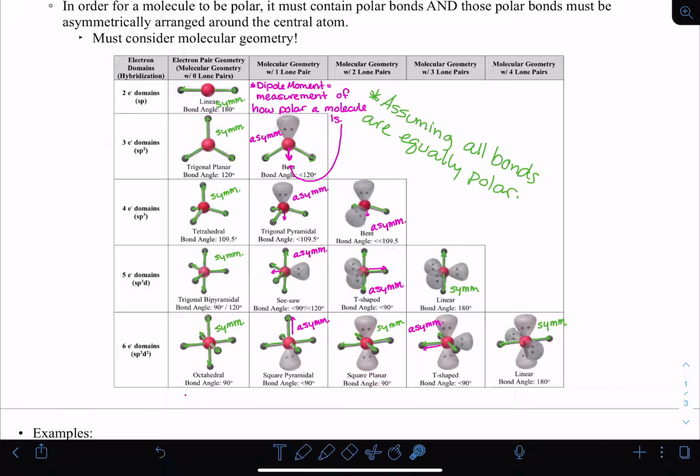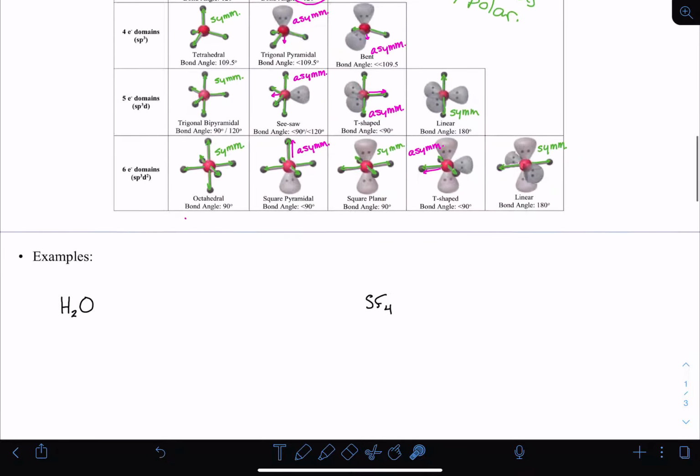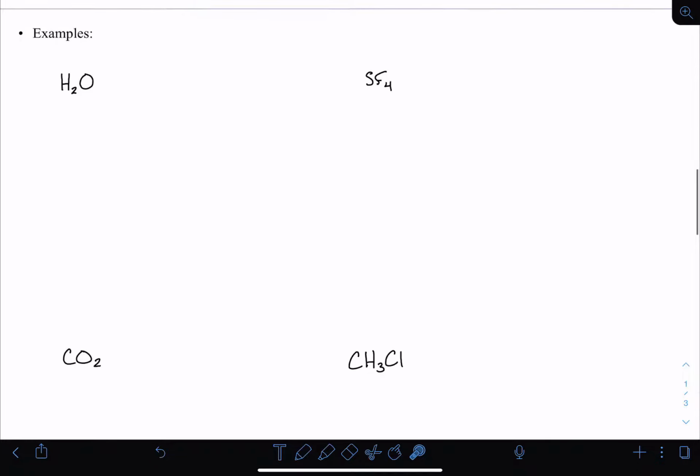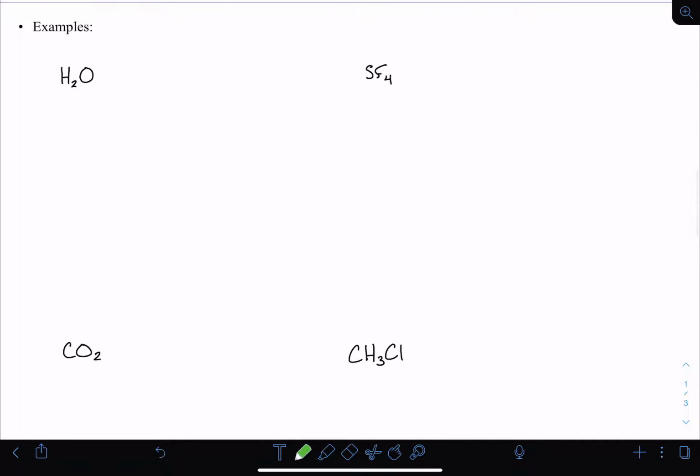So let's look at a couple examples of how we figure out whether something is polar or not. So the first thing we're going to want to do is to draw the Lewis structures and figure out the molecular geometry, since we're going to need to consider the shape. So why don't you pause here and take a minute to do that much. Draw the structure and figure out the molecular geometry.